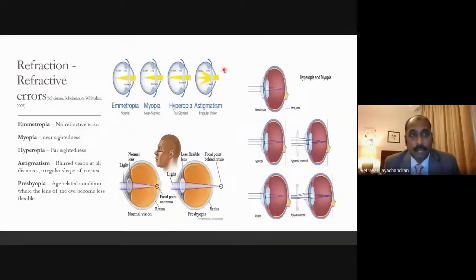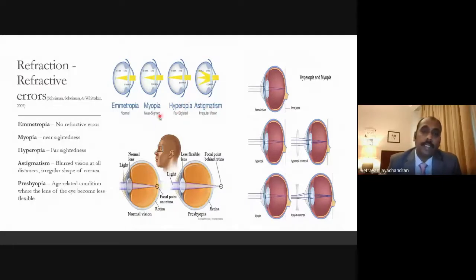Next we have to deal with refractions. Refraction is how you see the image without any problems. If your refraction is normal, we call it emmetropia. Emmetropia means a normal refraction. It doesn't have any problem in viewing objects. If you have any problem in refraction, then we call it a refractive error. There are different types of refractive errors. We have myopia, hyperopia, and astigmatism.